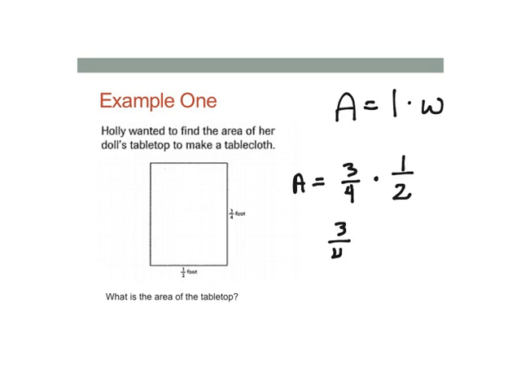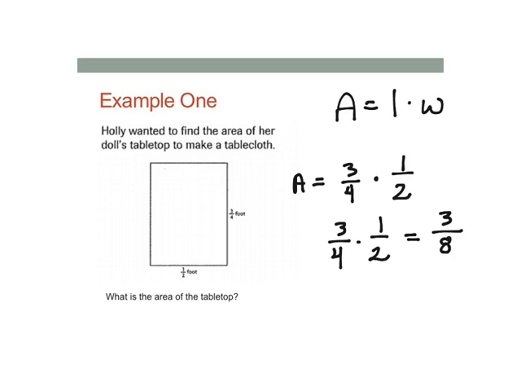So now I'm going to use what I know about multiplication. I'm going to look to my diagonals to see if I can cross cancel anything. 3 and 2 have no factors in common. 1 and 4 have no factors in common. So I can multiply. 3 times 1 is 3. 4 times 2 is 8.